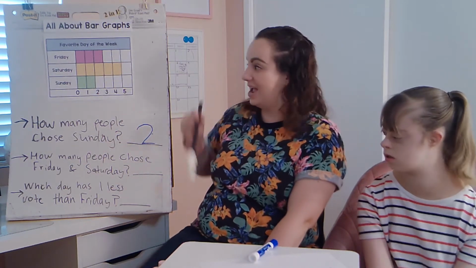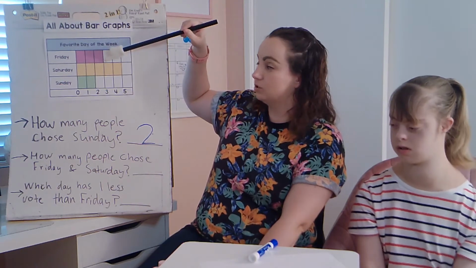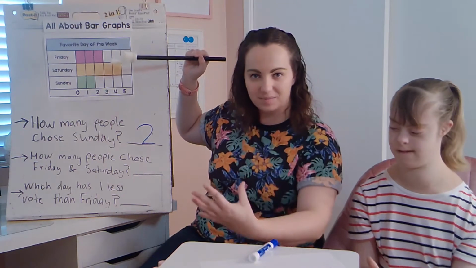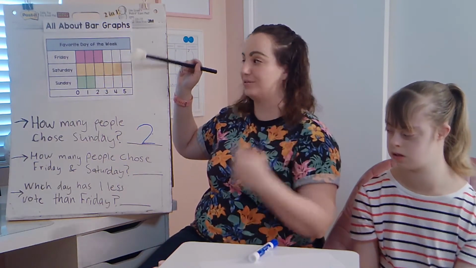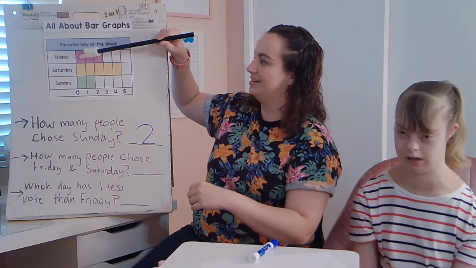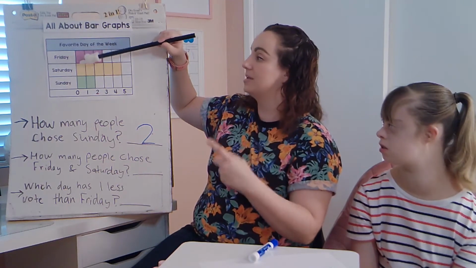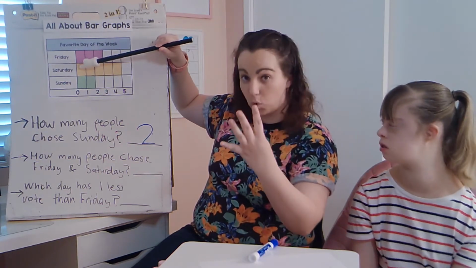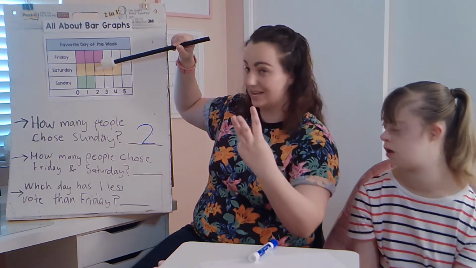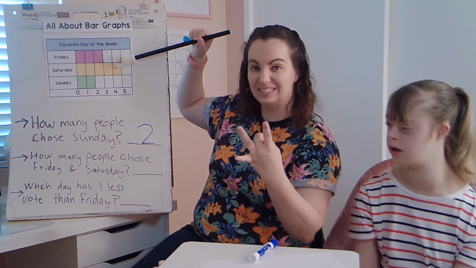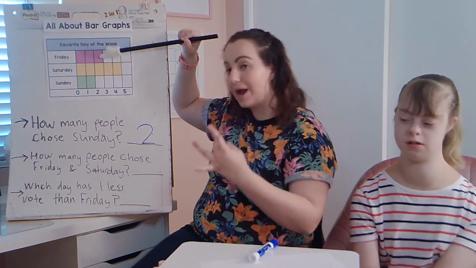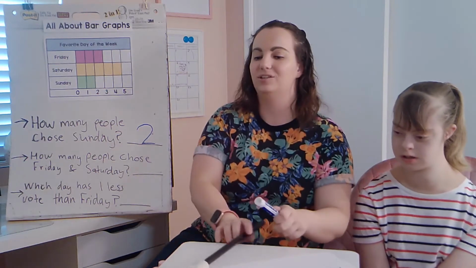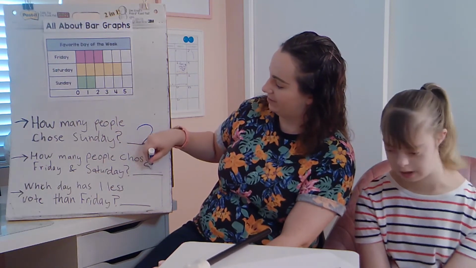So let's count how many people chose Friday and chose Saturday. We're going to count, add them up. Let's count together, okay? Each bar. Ready, set, count with me. 1, 2, 3, keep counting. 4, 5, 6, 7, 8. How many people chose Friday and Saturday? 8. Yes. So we write 8 right here.